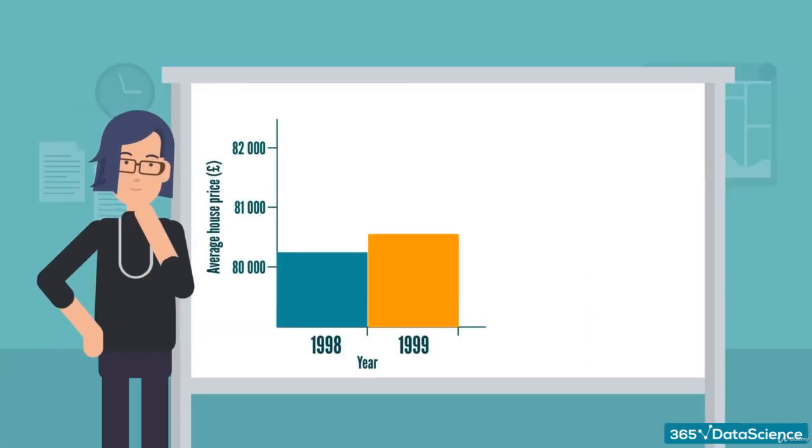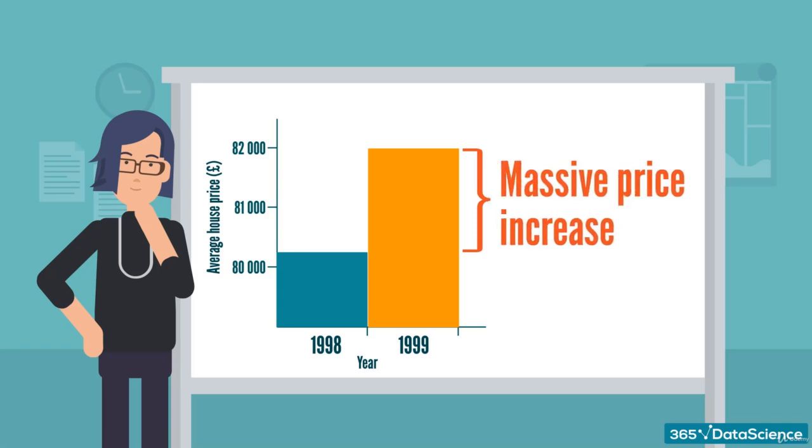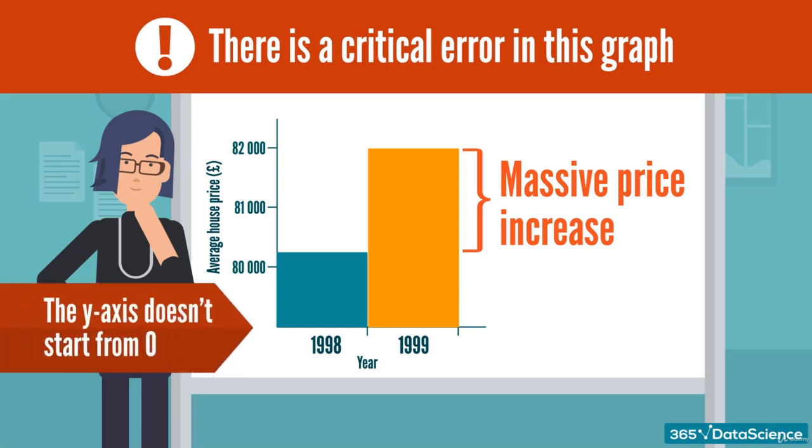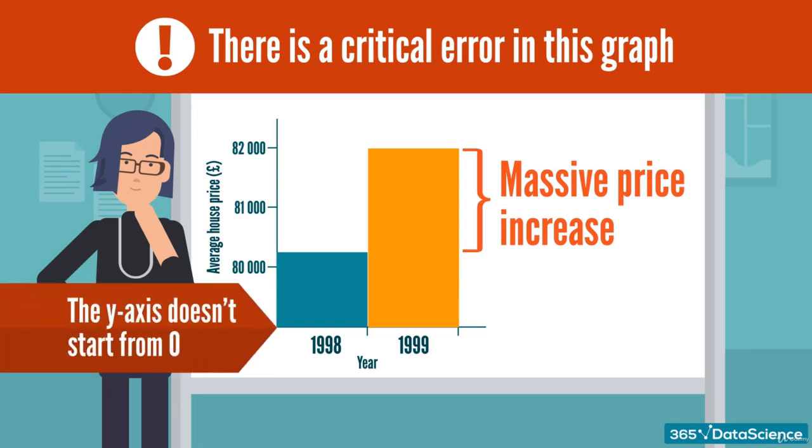Let's look at the following chart depicting the average house prices in pounds for the years 1998 and 1999. Visually, it appears from the year 1998 to 1999 there has been a threefold increase in house prices. However, there is a critical error in this graph. The y-axis doesn't start from the minimum number for price, or 0.